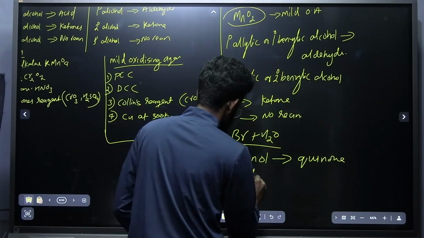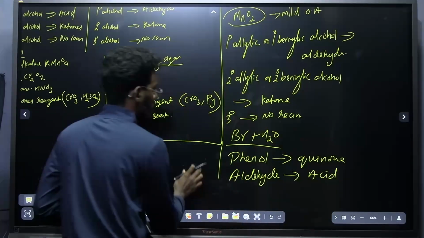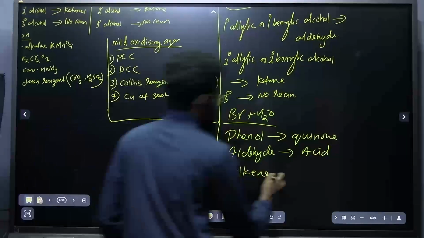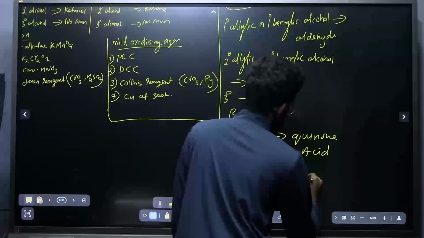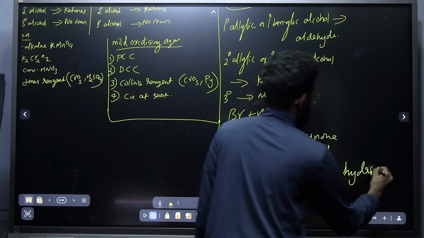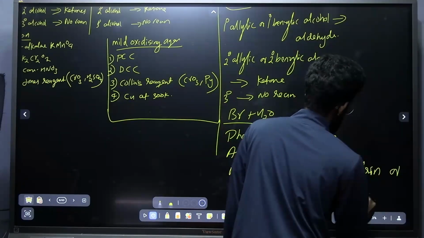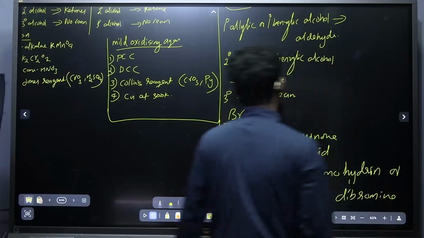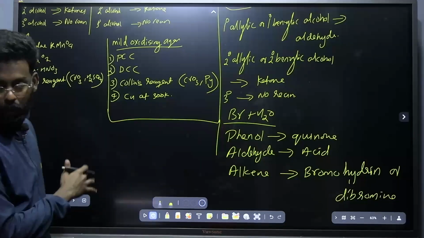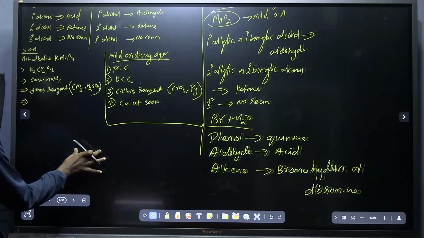and aldehyde it will be converting into acid, and alkene it will be converting into bromohydrin or dibromo compounds. It can convert alkene either to bromohydrin, the compound with both bromine as well as OH group, or dibromo compounds. So these are the complete information about oxidizing agents.